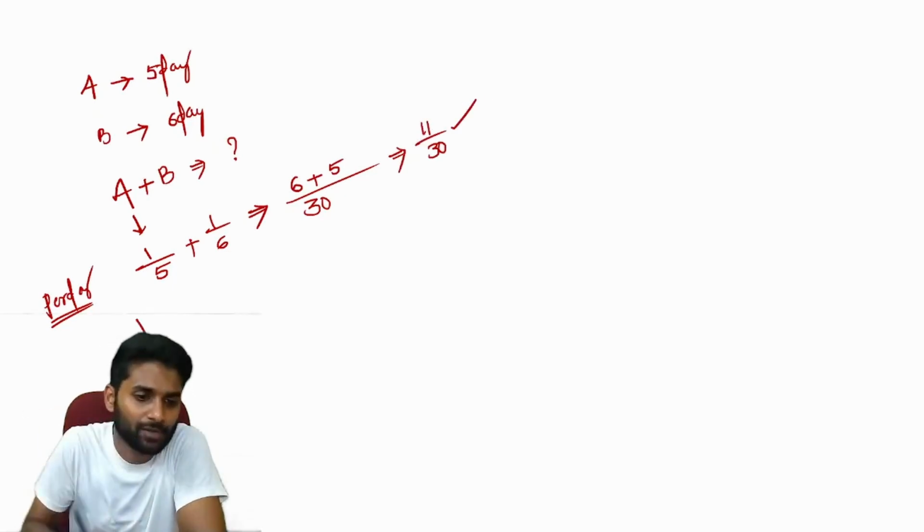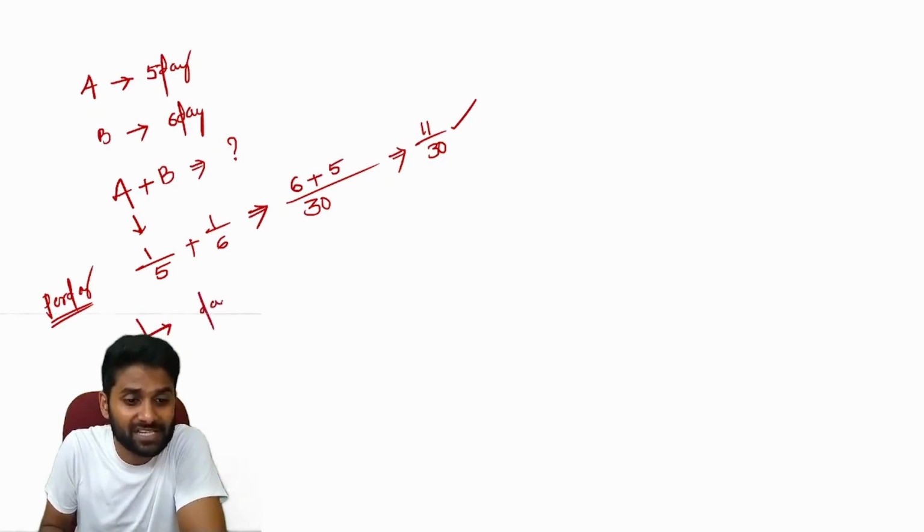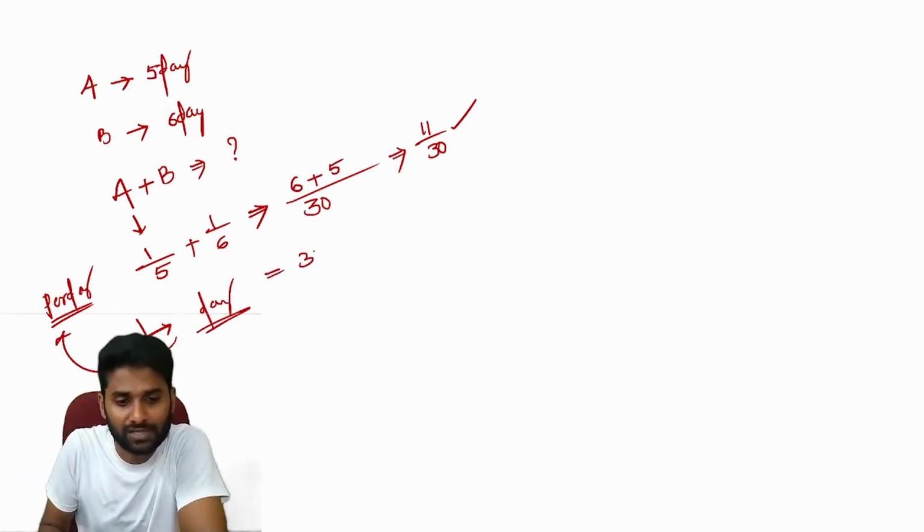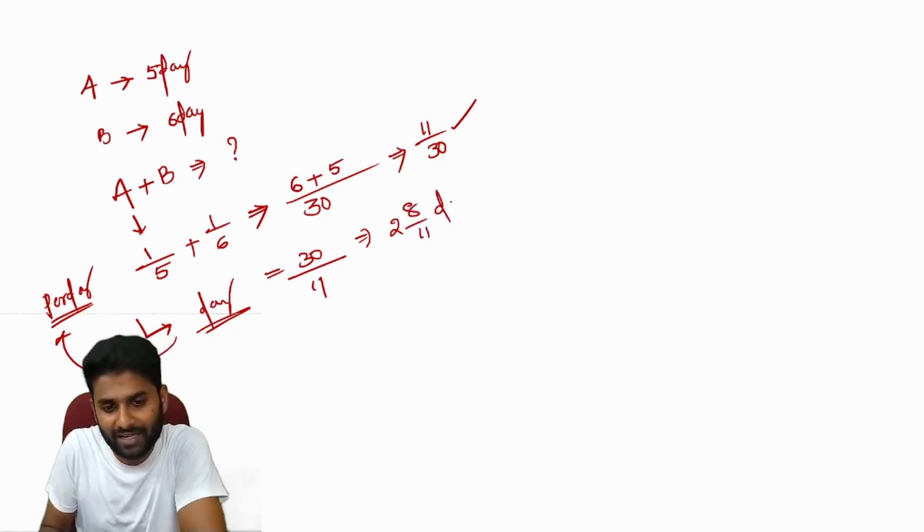Now here the question: how many days does it take? So here you have to take the inverse proportion, because time and efficiency are inversely proportional. Now see, 30 by 11. 11 goes into 30 two times, which is 22, and the remainder is 8, so the answer is 2 and 8/11 days.